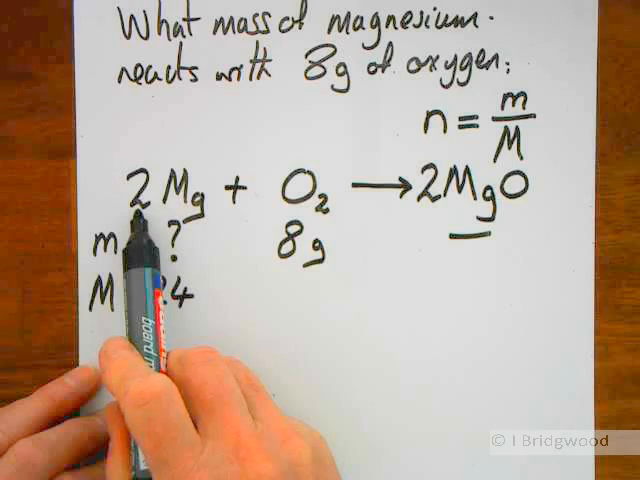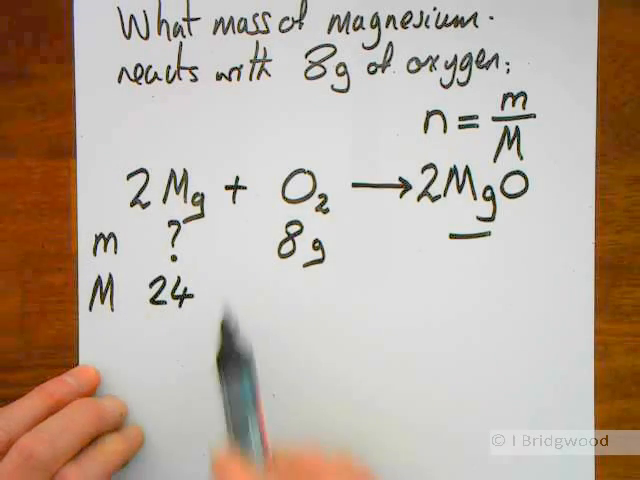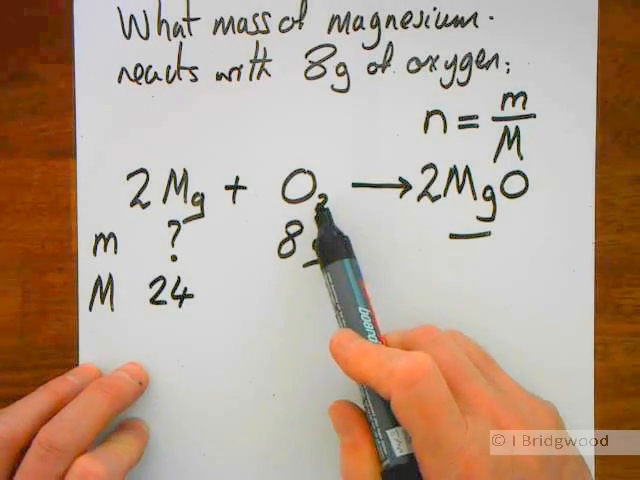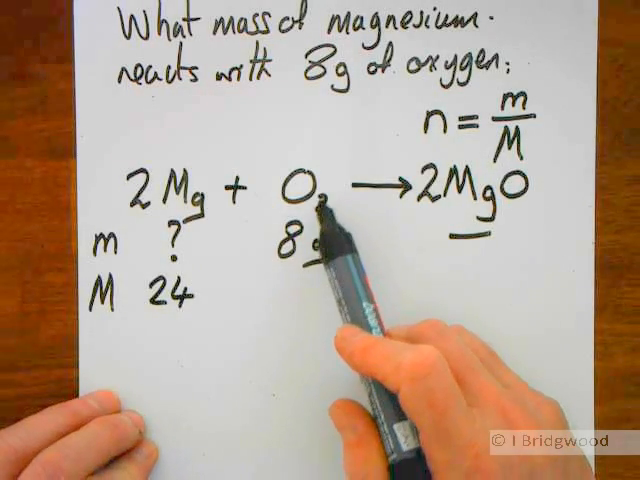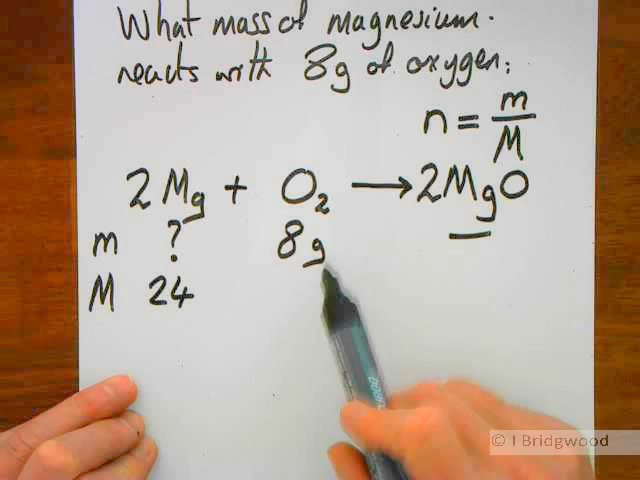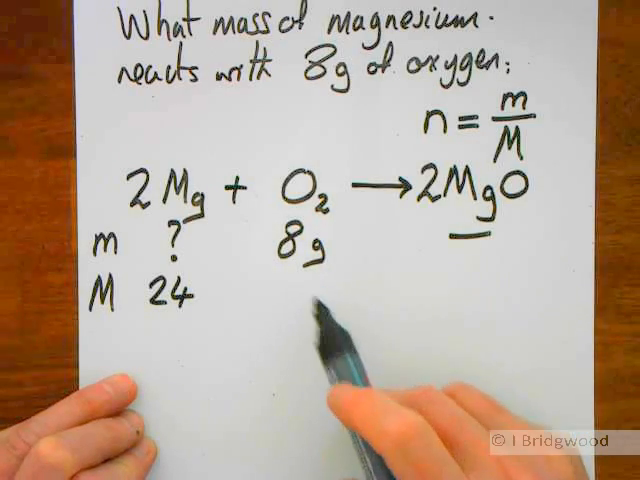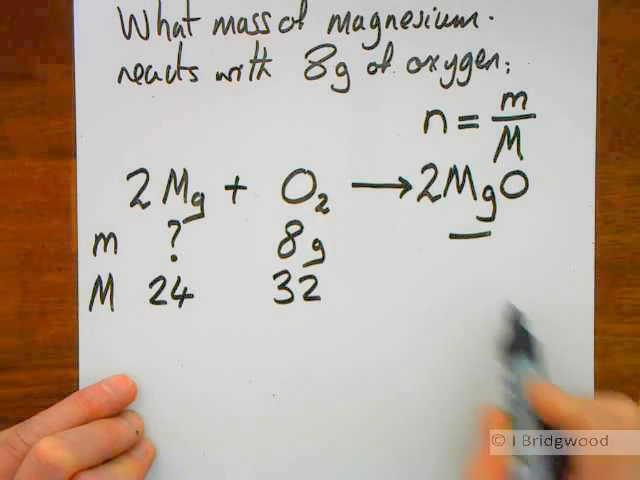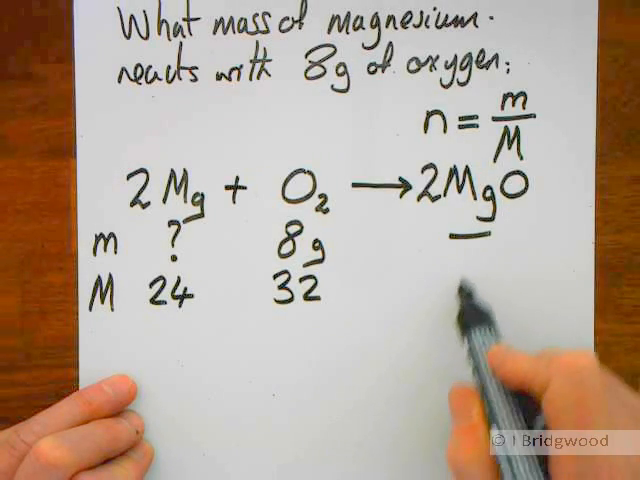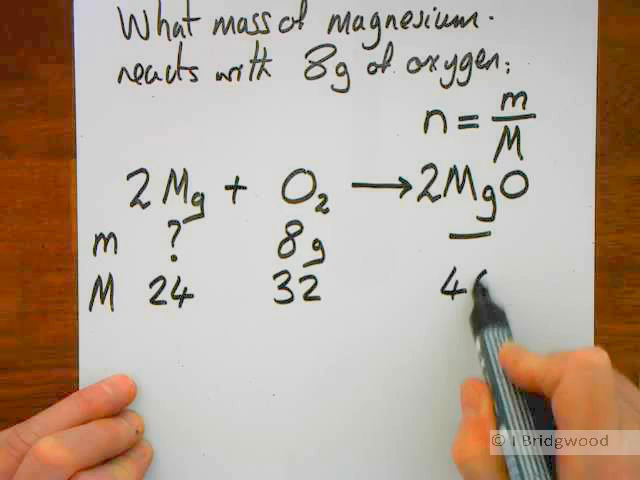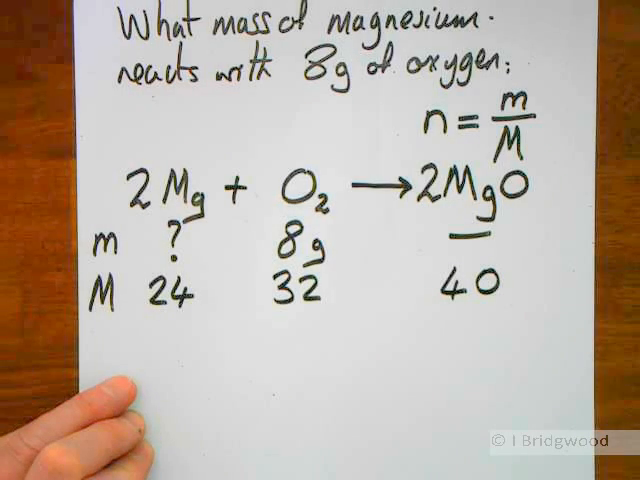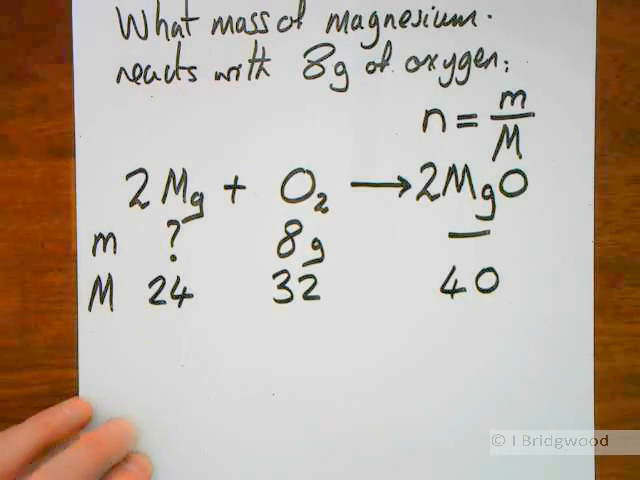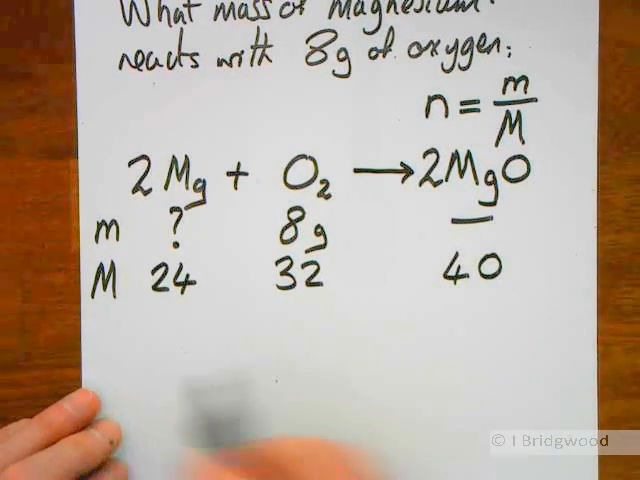I can ignore that 2 because molar mass is the mass of 1 mole of magnesium, and that's 24. But in the case of oxygen, O2 here, I'm talking about 1 mole of oxygen molecules. So I've got to multiply my relative atomic mass of 16 by 2 to give me 32. And I can forget about magnesium oxide, but I can put that, if you like, as 40, because I've got 24 plus 16 for that. Ignoring that 2, of course, because the molar mass is the mass of 1 mole of material.